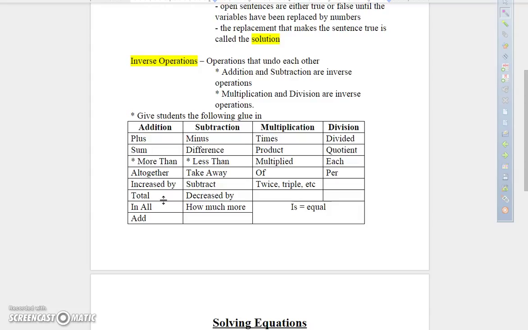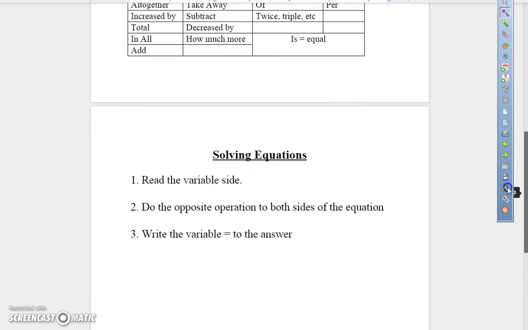Remember that more than and less than, they're a little tricky because if it says 5 more than x, it's going to be x plus 5. Remember that 5 kind of goes to the end. It's not so important in addition, but definitely important in subtraction. So if it said 5 less than x, it would be x minus 5. Always keep that in your head there. And then you can go ahead and read through those. I don't need to read those for you.